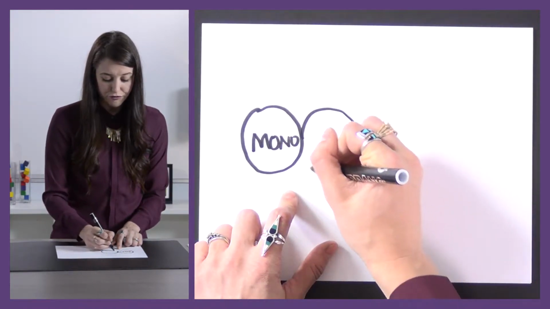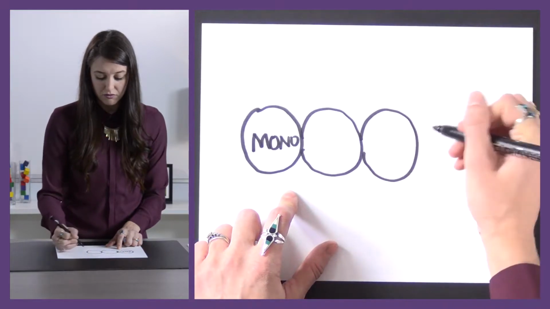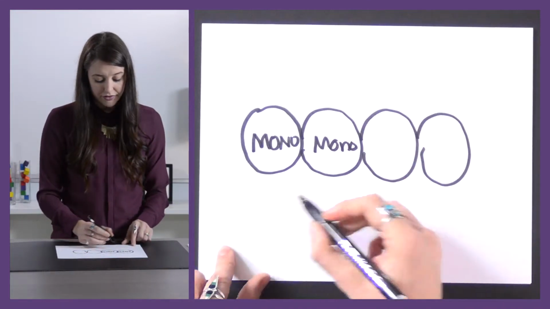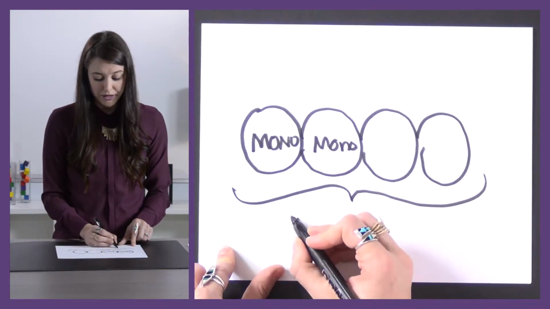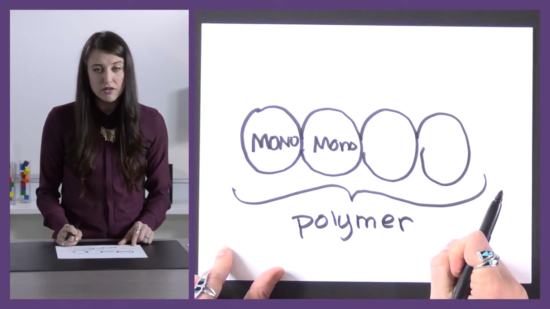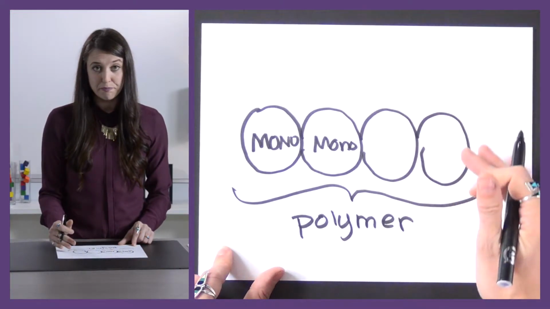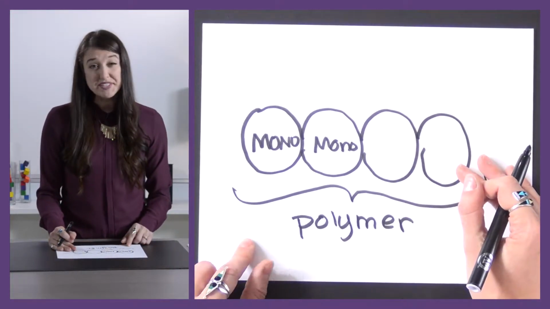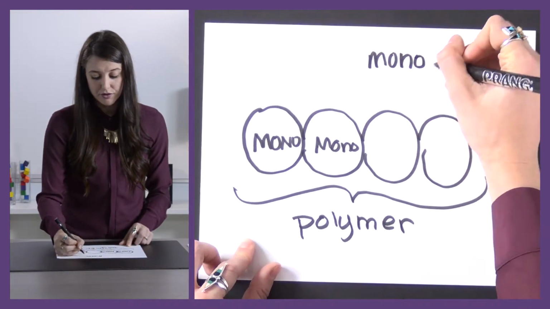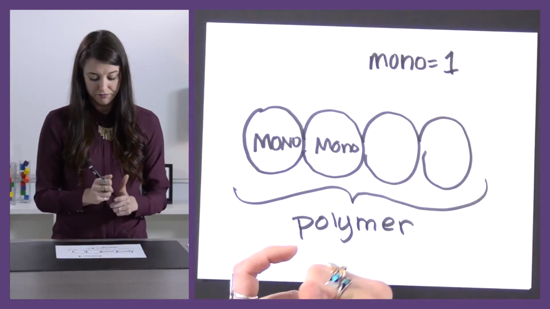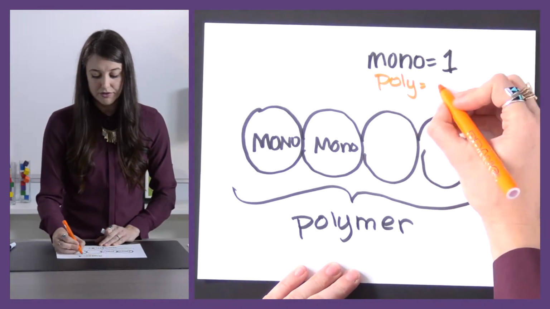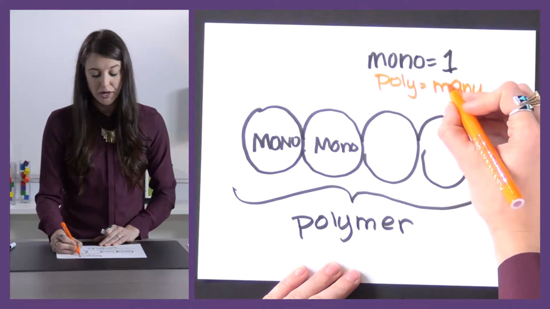Now I'm going to draw a few more that adds more monomers to the chain. Each of these is a monomer, but together they make a polymer. It often helps to remember things to draw them. So if you have a piece of paper nearby, or you want to go get one, grab a piece of paper and go ahead and draw this. Write also that mono equals 1, poly equals many, just like a polygon.